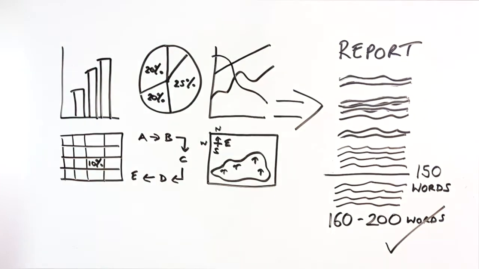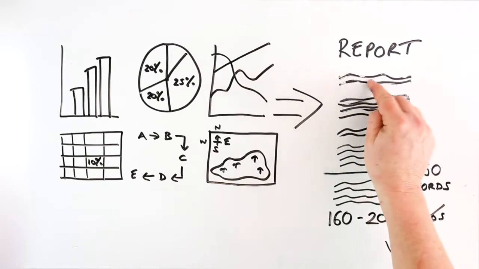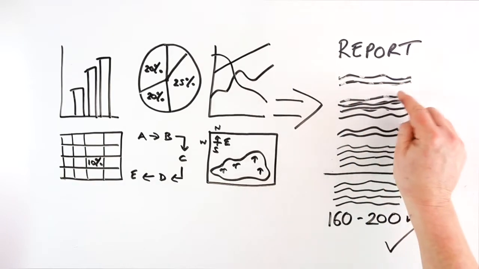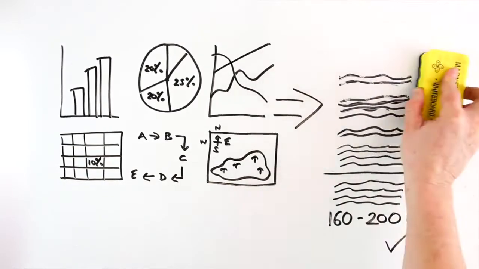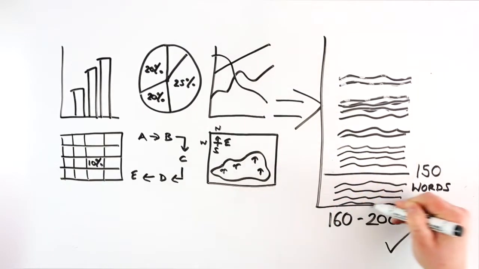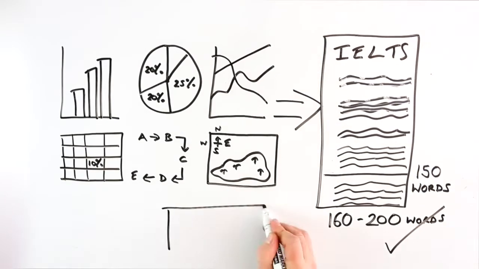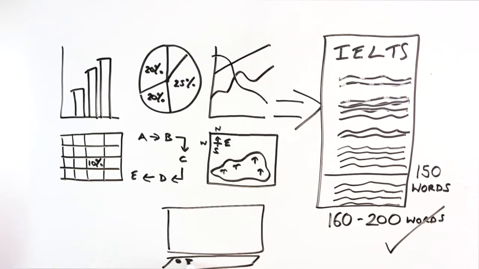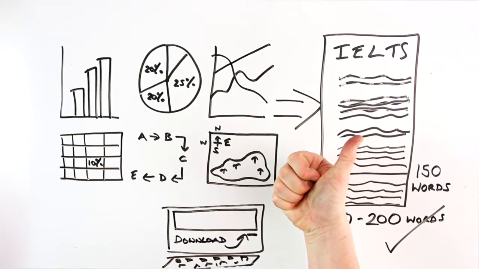However, how do you know how many words you have written? You could count them, but this wastes time. The best way to know your word count is to always use the official IELTS answer sheet when you practice Task 1. That way, you will know how much space 150 words of your handwriting takes on the paper. You can either download it from the IELTS website or from the link below this video.